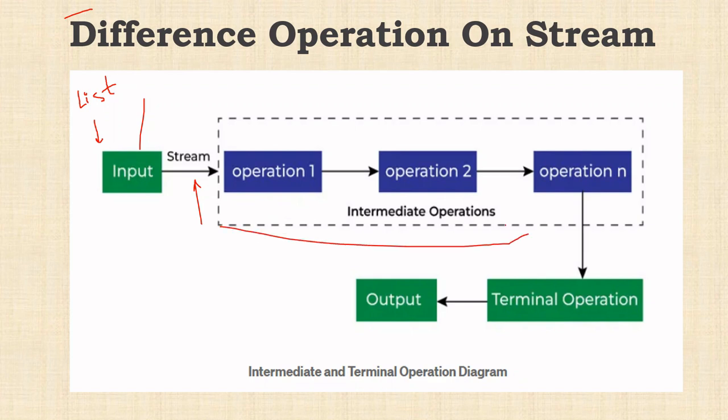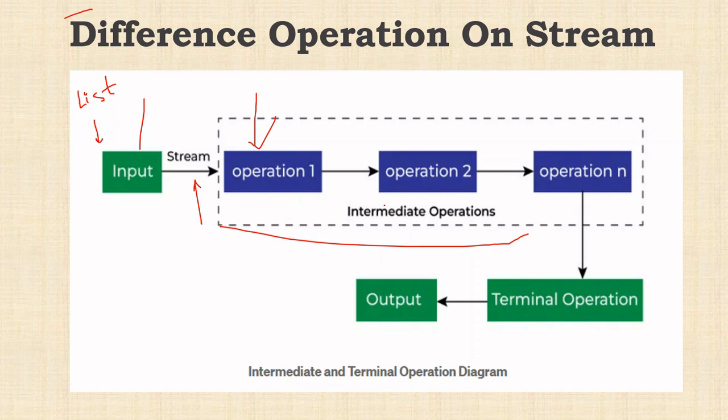Like we have a method, here we can perform filter. If you want to filter something, then in operation one we can do filter. Like we can filter the employees whose age is greater than 25. So here we can filter.